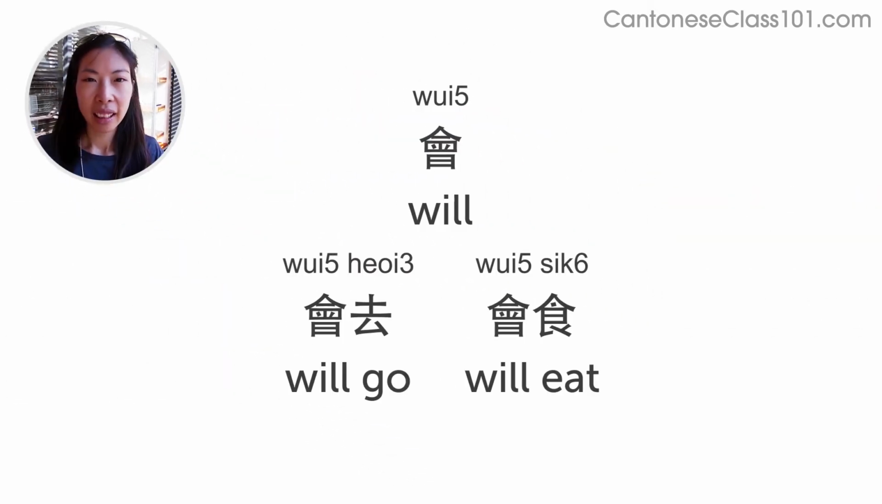Finally, let's see how to express the future tense. To express future tense in Cantonese, we usually place the character 會, will, in front of the verb. For example, 會去, will go. 會食, will eat.